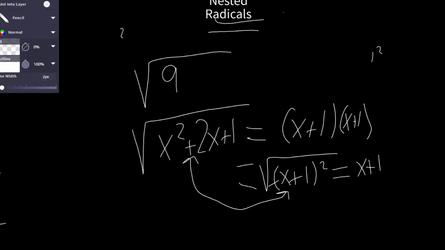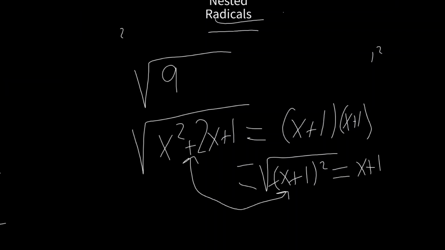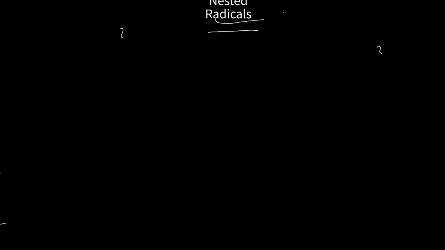Okay, now let's move on to actual nested radicals. So that's just plain old radicals. Now let's cover nested radicals. Nested radicals are like radicals, except there's one thing different about them. You have one radical, but now you have two radicals. So you have a radical inside a radical. That's why it's called a nested radical.